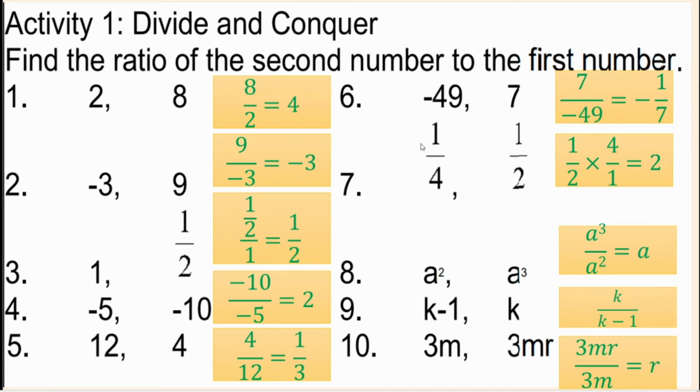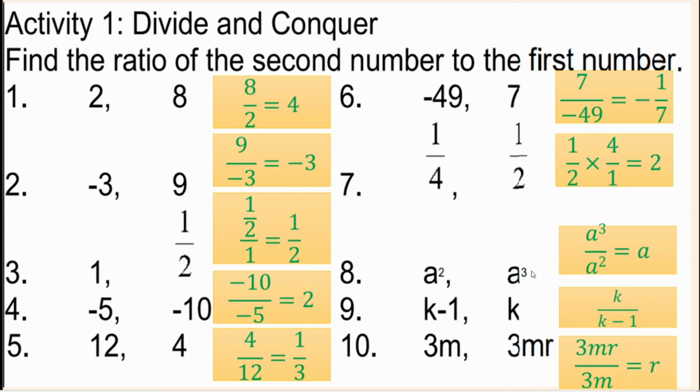Number 7, 1/4 and 1/2. So copy the second fraction, which is 1/2, multiply by the reciprocal of the first fraction. So that will be 1 times 4 is equal to 4. 2 times 1 is equal to 2. Therefore, 4 divided by 2 is 2.